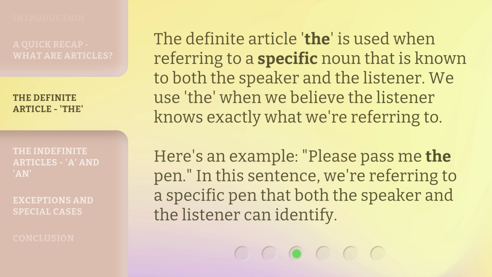The definite article, the, is used when referring to a specific noun that is known to both the speaker and the listener. We use the when we believe the listener knows exactly what we're referring to. Here's an example. Please pass me the pen. In this sentence, we're referring to a specific pen that both the speaker and the listener can identify.